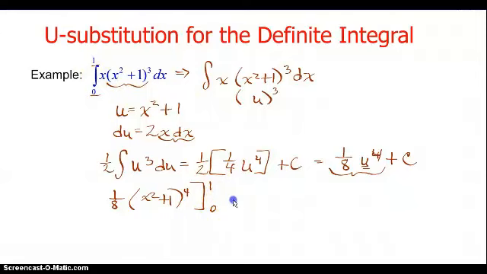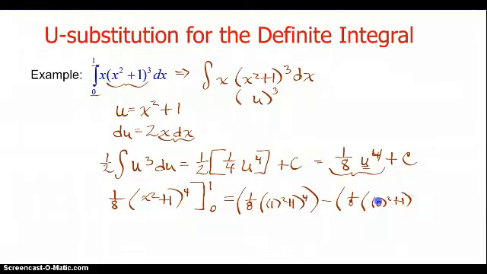And now we show that we are going to do fundamental theorem here. So we have 1/8. We plug in our upper limit of integration, and then minus 1/8, and we plug in our lower limit of integration. So there's fundamental theorem. Again, if this were free response, we would be done here.